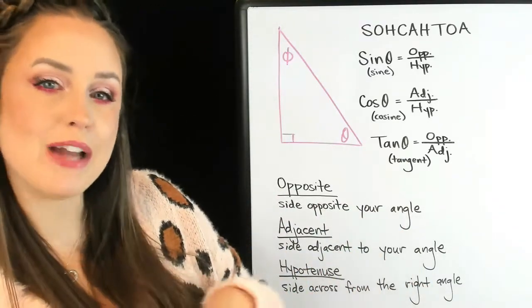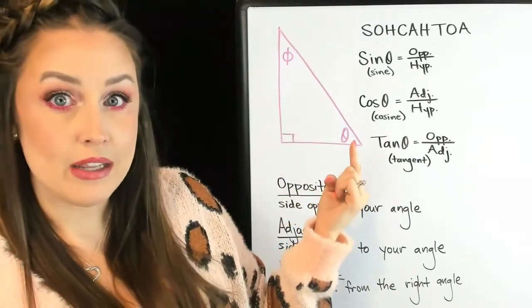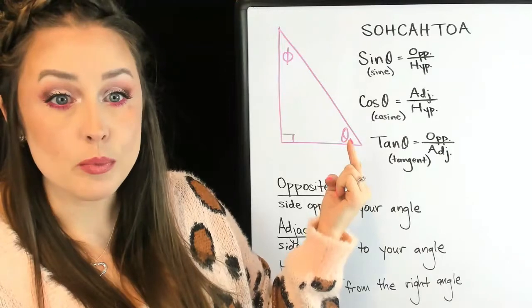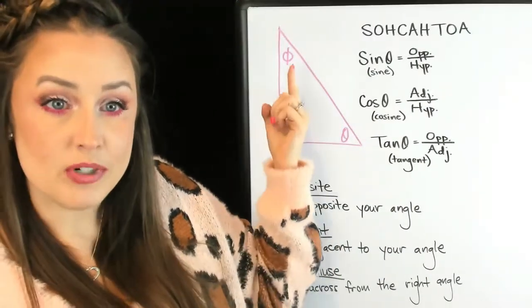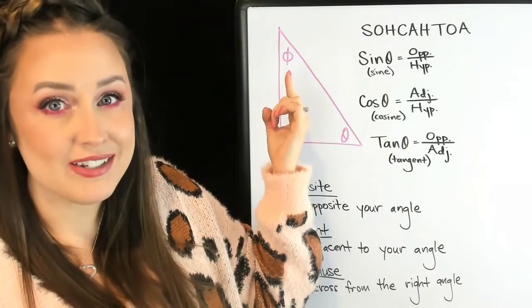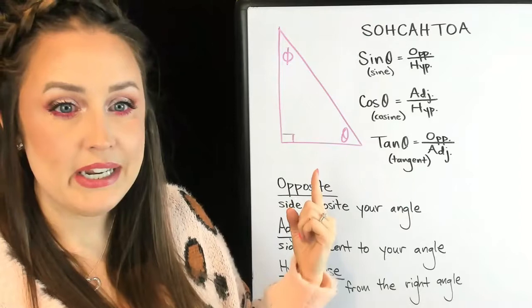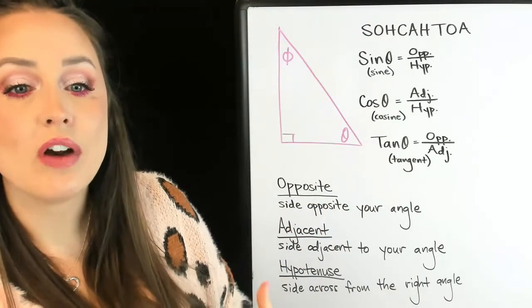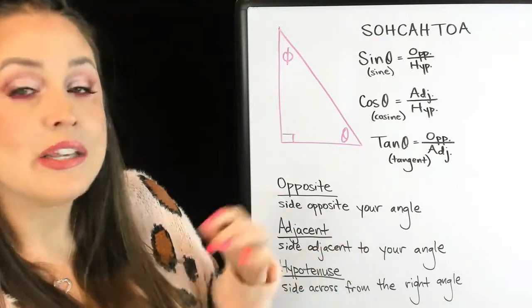about. So if we imagine this as a triangular shaped room right here, and you're standing in theta's corner, the wall of the room opposite to you would be this one over here. But if you were standing in phi's corner, however you pronounce it, then the opposite wall would be over here. So it depends where you're at. So that's why it says side opposite your angle, side adjacent to your angle. So that's what's really important.